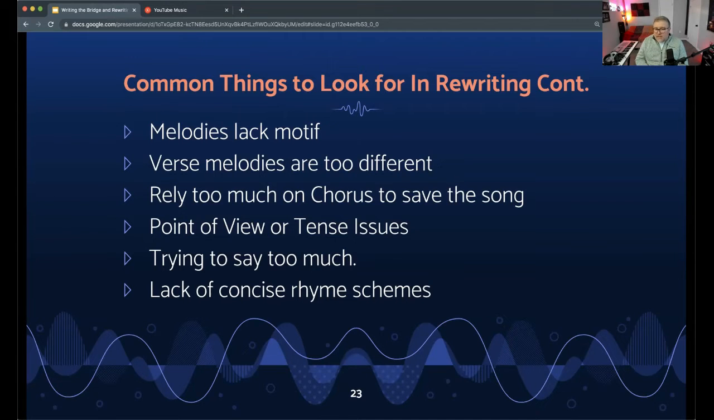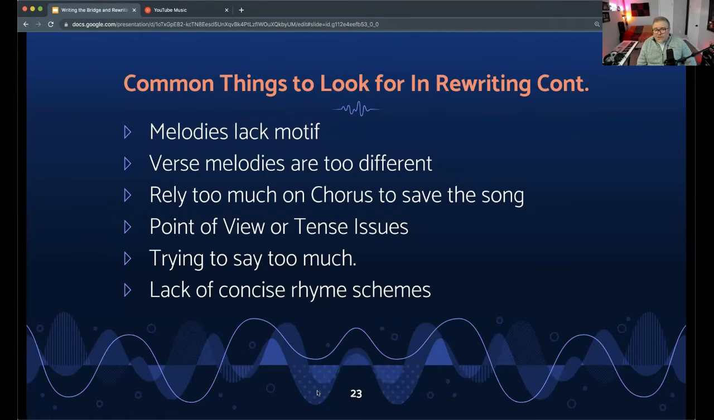Also, a lot of times we make the mistake of relying too much on a chorus to save our song. I hear people say, well, the chorus is what people remember anyway, so the bridge or the verse is kind of throwaway. And it's like, yeah, but we don't just listen to choruses, and your chorus can mean more if you write a good verse. So don't rely too much on the chorus to save your song.